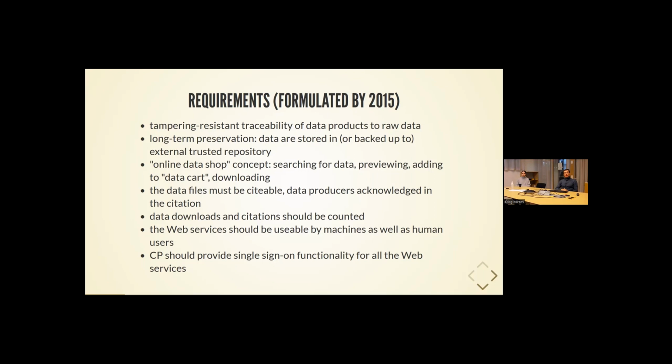So one thing was this tamper-resistant traceability, the notion that we should be able to show that the climate models have not been produced with fake data. That's probably the short version of it. Then, of course, we need to preserve the data for a long time. Then there was this concept of online data shop, similar to online shopping. So the way you can search for data, preview, and then add it to something like a shopping cart and download. Then all the data objects or files must be citable, and producers must be acknowledged.